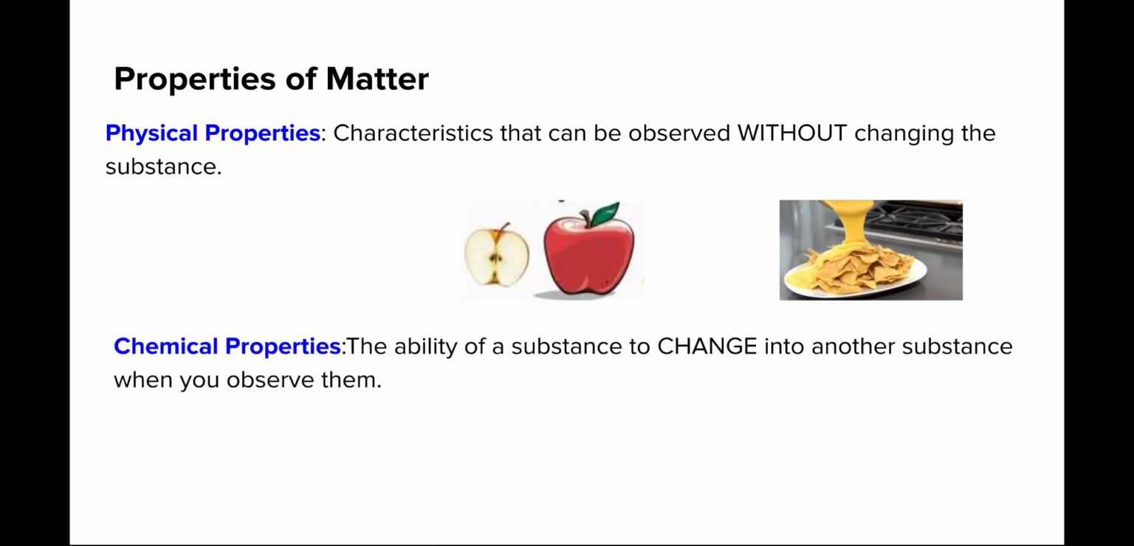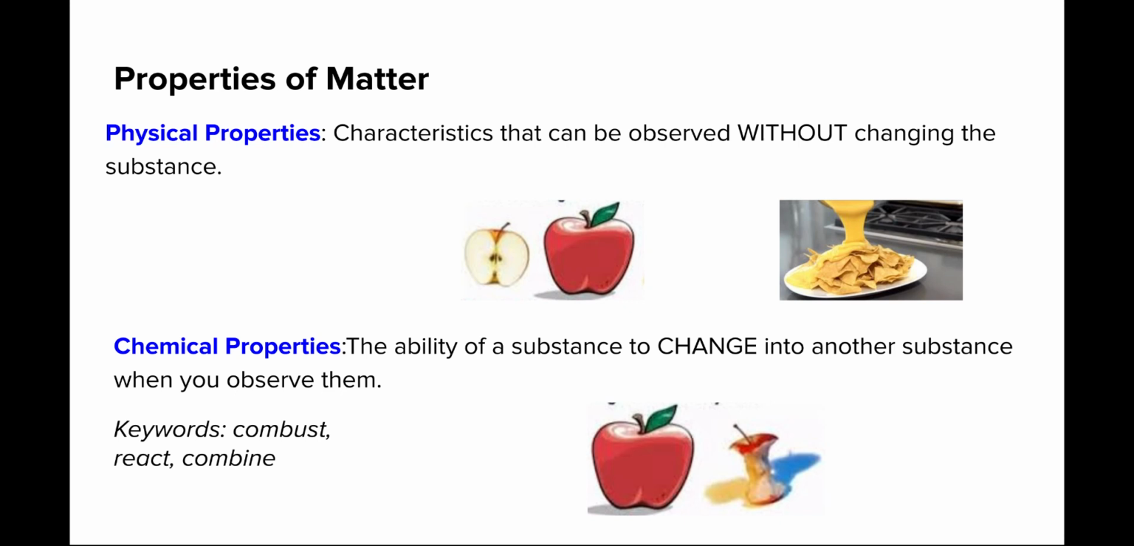Chemical properties, though, are the ability of a substance to change into another substance when you observe them. So the key for this one is it's going to be a different substance whenever it's done. So some key words would be combust, react, combined.